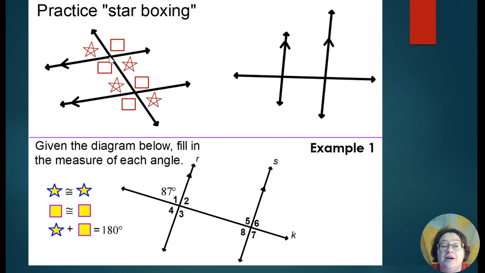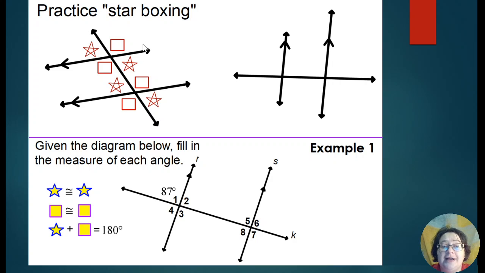I don't have a star and a star beside each other at all. I don't have a box next to a box. They have to alternate. So if you wind up with two stars or two boxes side by side, then you know that somewhere along the way, you got tripped up a little bit. So we need to go back and try it again.